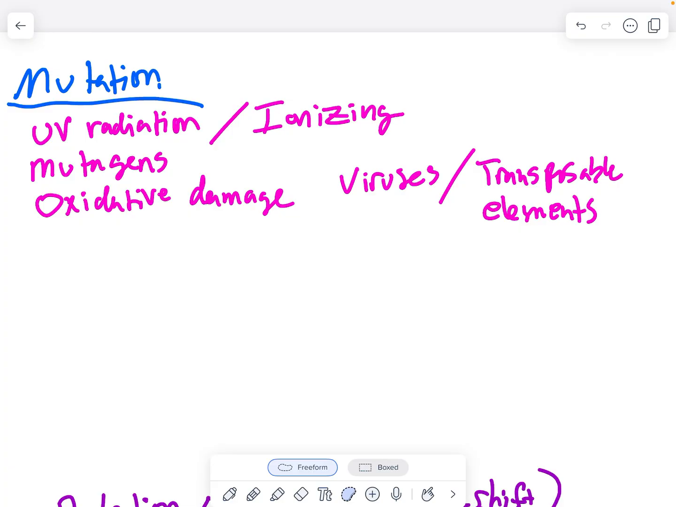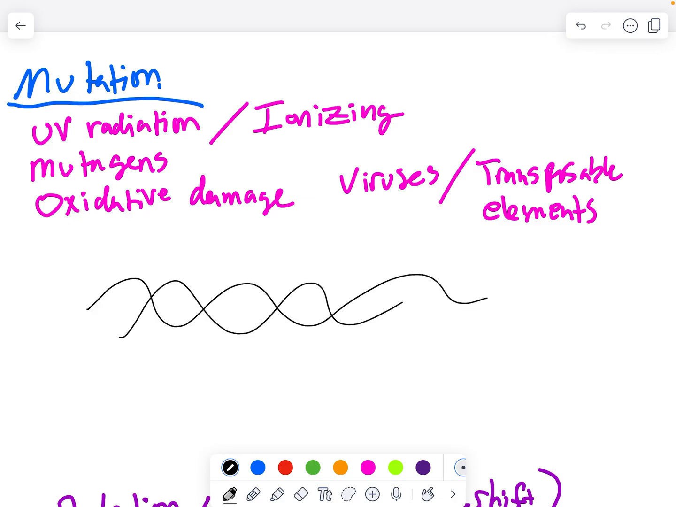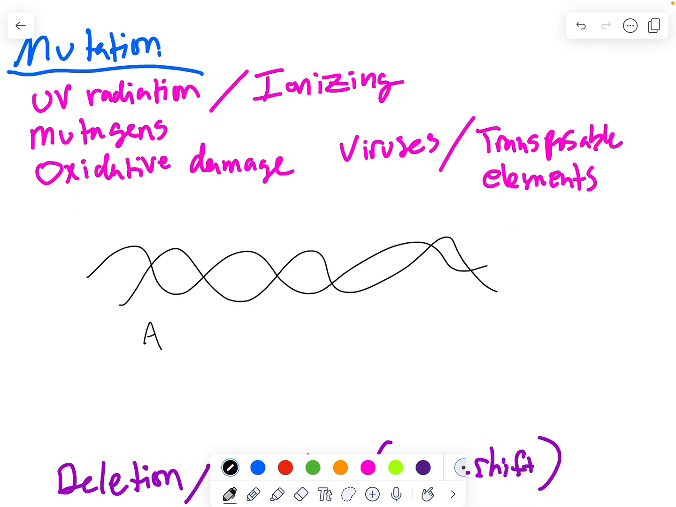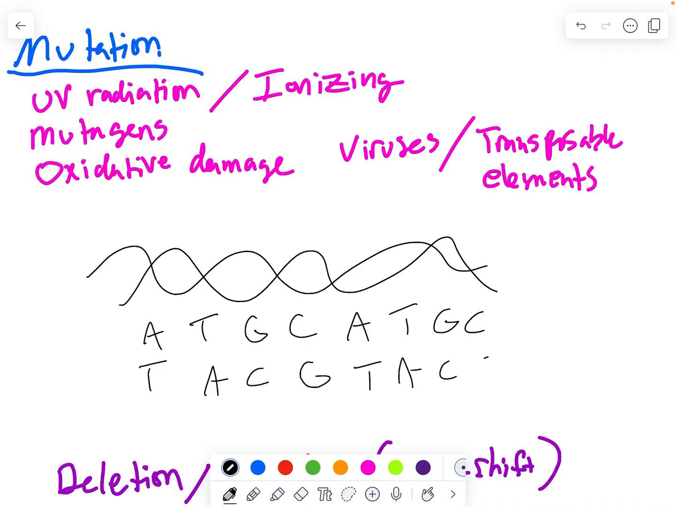So, we think about DNA in terms of being our double helix, and then we also think about it in terms of our base pairing. So in order to think about the causes and consequences of mutation, we look at it from both points of view. So one of the first causes of mutation is radiation. And so we're going to broadly categorize radiation into two categories: ultraviolet radiation and ionizing radiation.